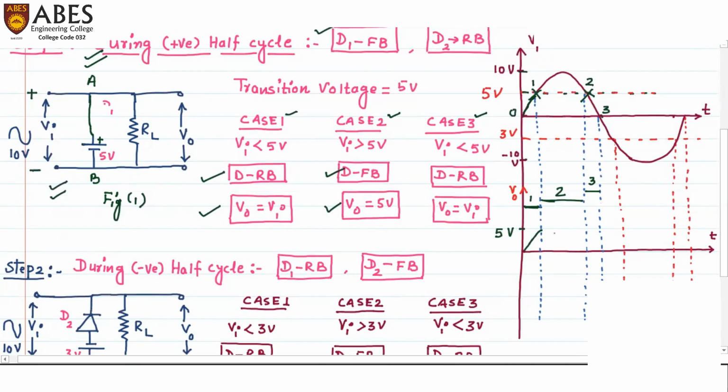So here I will draw the output during case number 2. During case number 2, the output is equal to 5 volts. So this is the output corresponding to case number 2.